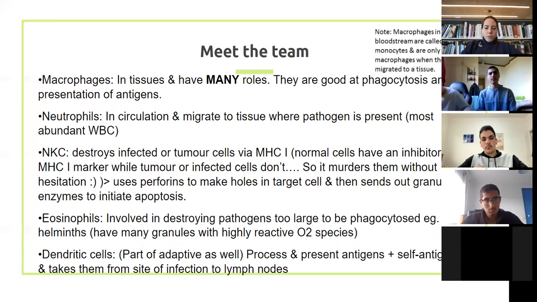Then you've got neutrophils. They're the most numerous we have in the body. They're pretty much the soldiers of the body. And then you've got eosinophils. Their job is to take on things that are too big for us to phagocytose.